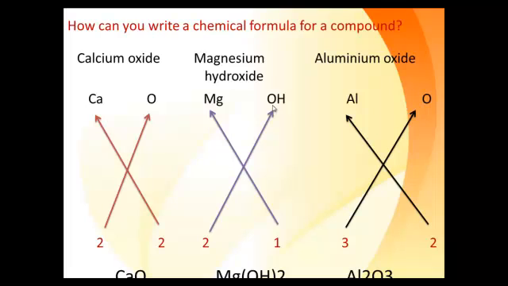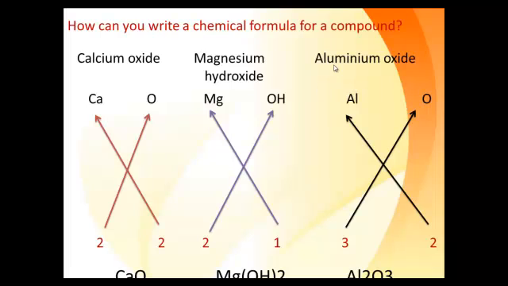Step 3. Write the valency under each symbol. The valency of magnesium is 2. The valency of hydroxide is 1. Step 4. All numbers are to be shortened as much as possible. Step 5. Replace the written numbers under the symbols. At last, the chemical formula of magnesium hydroxide is Mg(OH)2.